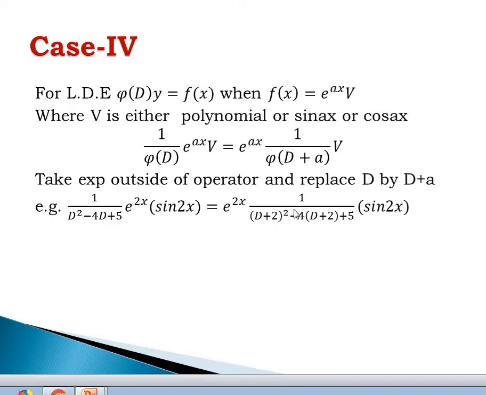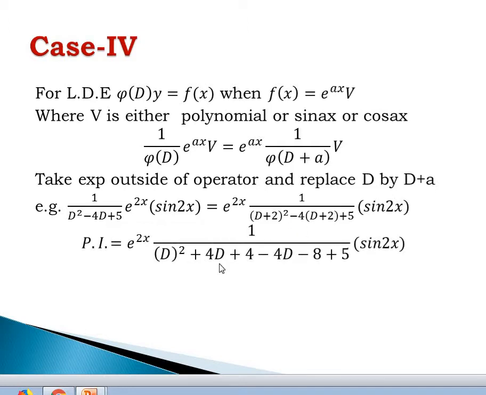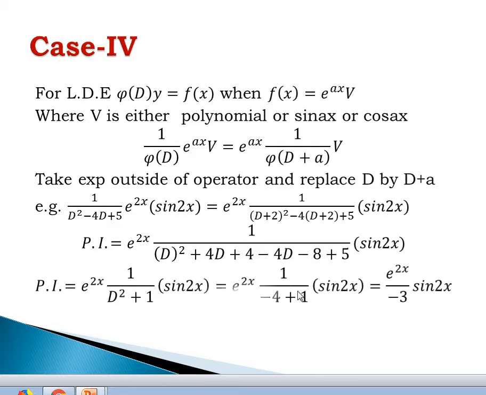So here (D plus 2) square minus 4 times (D plus 2) plus 5 into sine of 2x. After solving this we get D square plus 4D plus 4 minus 4D minus 8 plus 5. After simplifying, 4D minus 4D cancels out, 4 plus 5 is 9, 9 minus 8 is 1. So that is D square plus 1, with e raised to 2x as it is, 1 upon D square plus 1 as it is, and sine of 2x.